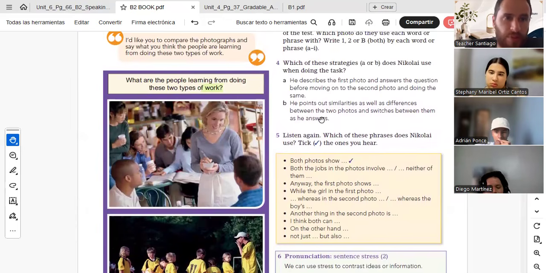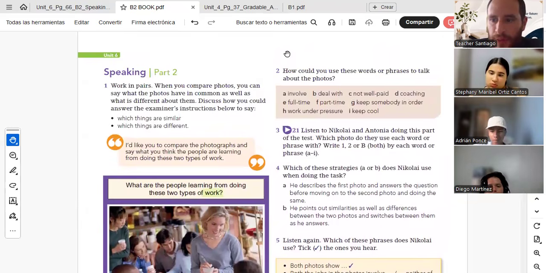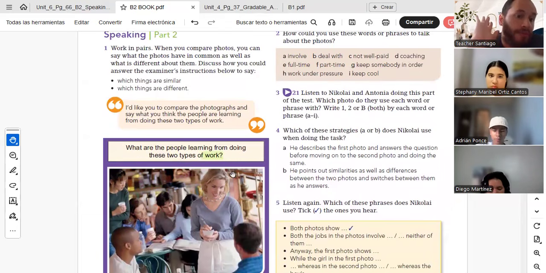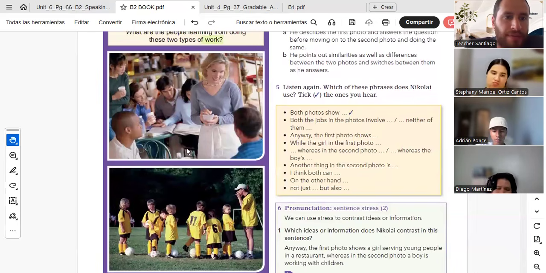We have some activities here in the book, and I have some extra tasks. Then it says, let me see something. No, Katie, Domenica, and Marco. Yes. Okay. How could you use these words or phrases to talk about the photos? Involved, deal with, you use deal. Not well paid, okay. When we talk about jobs, we could talk about paid, right? Well paid. What do you think is well paid or not well paid? Which of these work, guys? Well paid, first of all, which one?